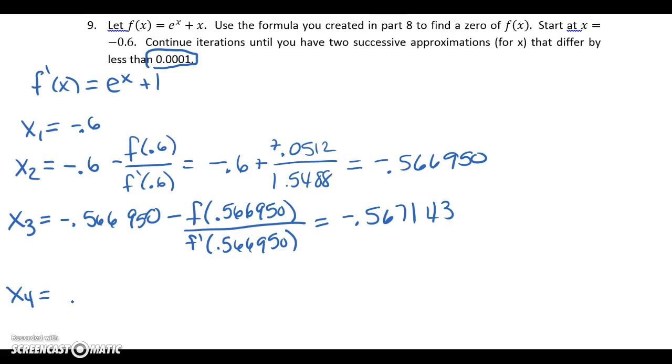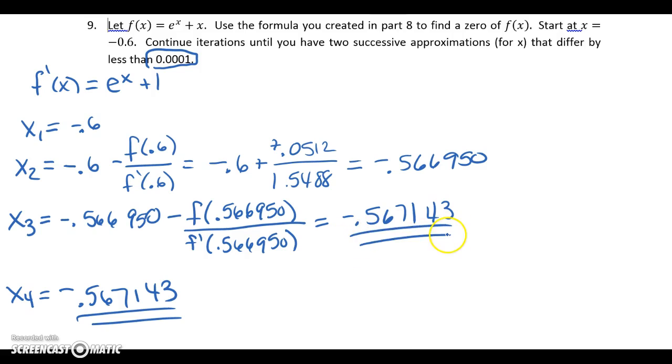And I'll trust that you can plug into this process, and we end up getting a solution here of negative 0.567143. And this number is the same as this number here, so we are definitely within 0.0001 of each other. Now, if the calculator was doing this, it would see that these are really close to each other, and it would say, hey, we're done. This is as far as we have to go. So the solution to this is going to be negative 0.567143, at least an estimate for our zero.